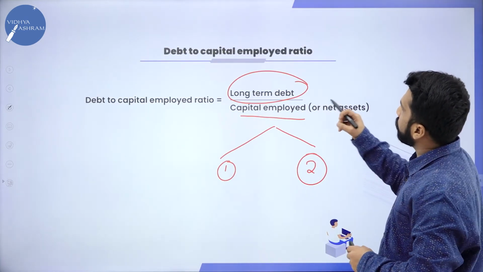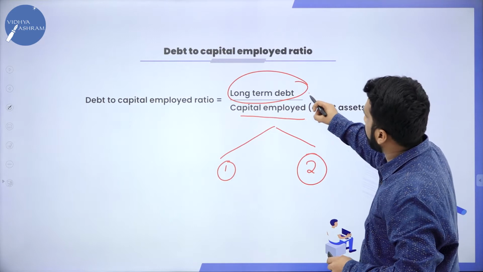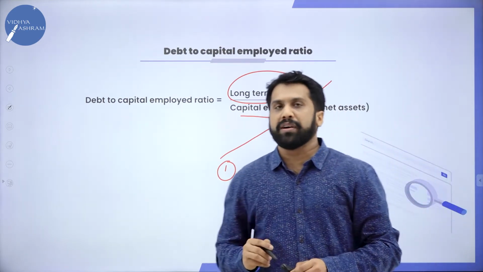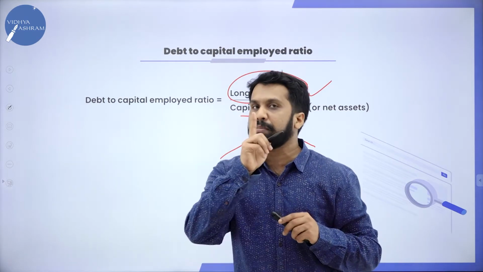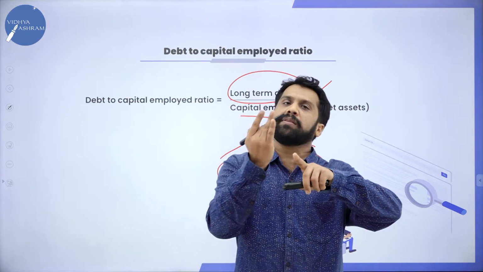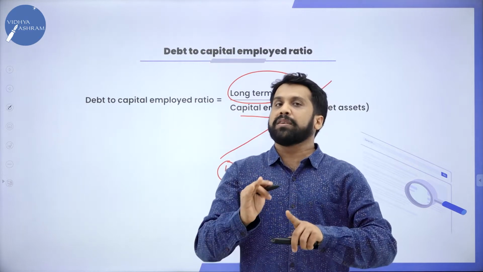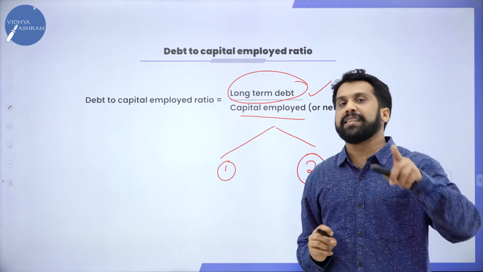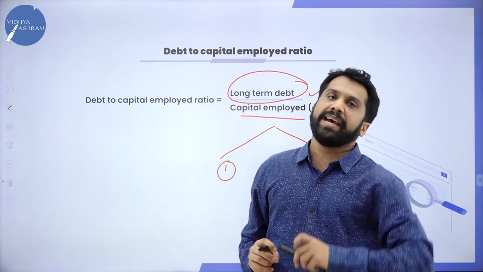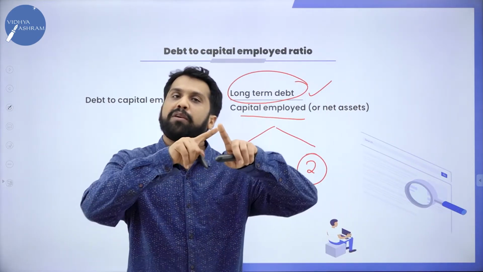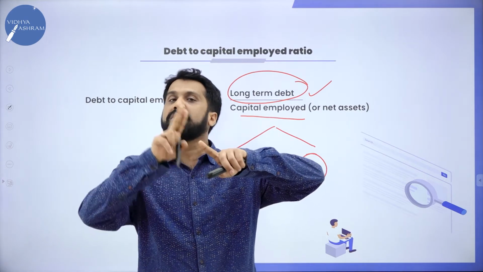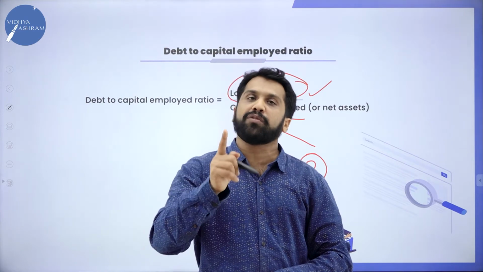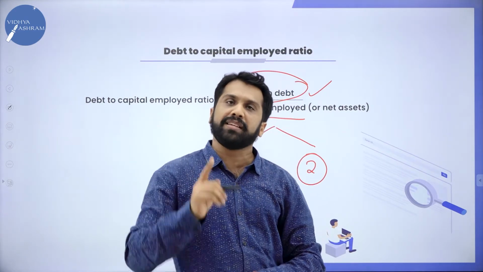Now, debt to capital employed. You know the formula: the long-term debt divided by capital employed. Long-term debt means what? Debentures. Few companies will go for short-term debt also, but normally the company prefers only long-term debt. Then divided by capital employed. What is capital employed? Formula number 1 or formula number 2, or calculation number 1 or calculation number 2. You can go for anything. Now we'll go for the next.